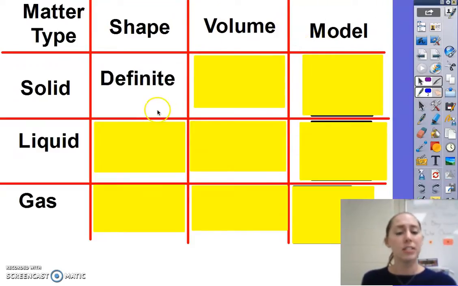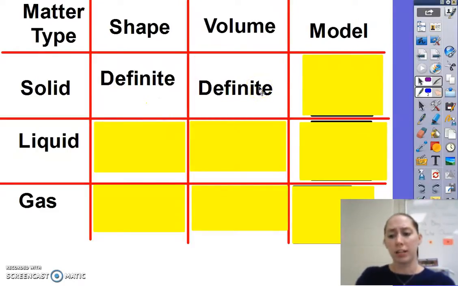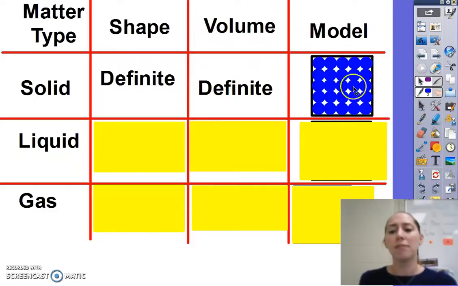Solids have a definite shape and a definite volume. So if I take my remote control and I throw it up in the air, it's going to have the same shape and size as what it is in my hand. It doesn't change. To model this, we have those molecules tightly packed together.